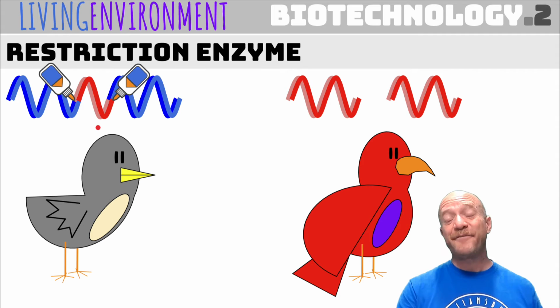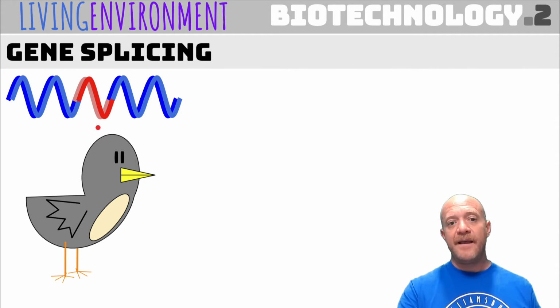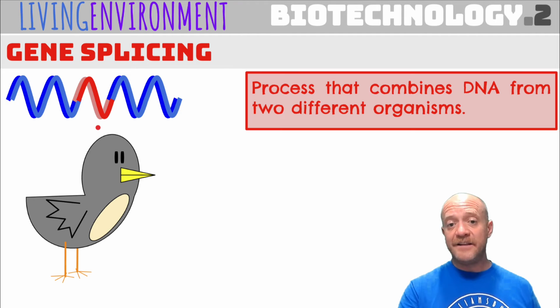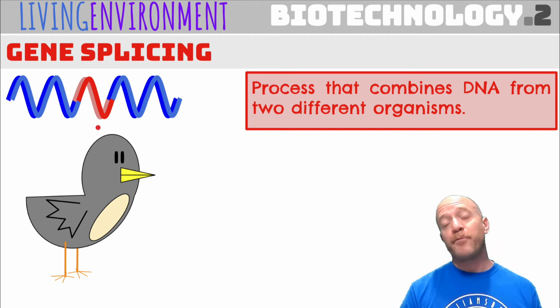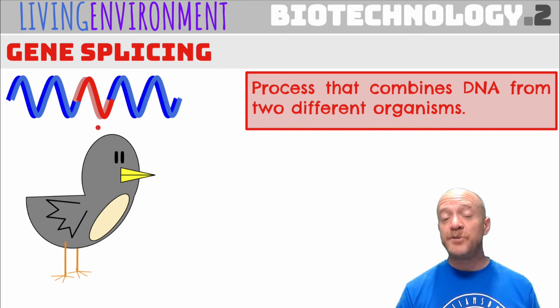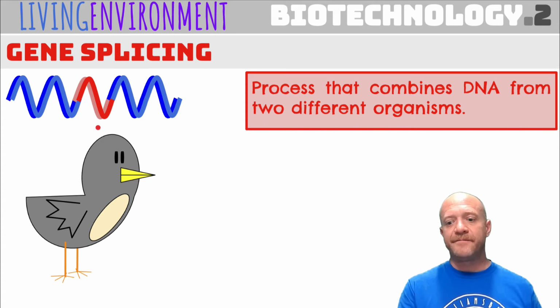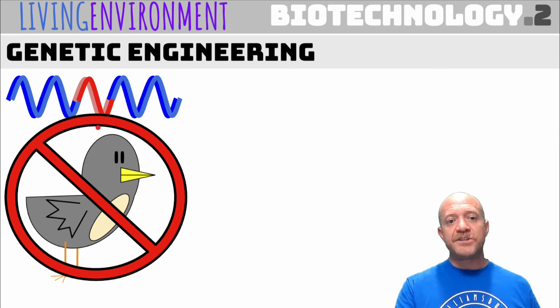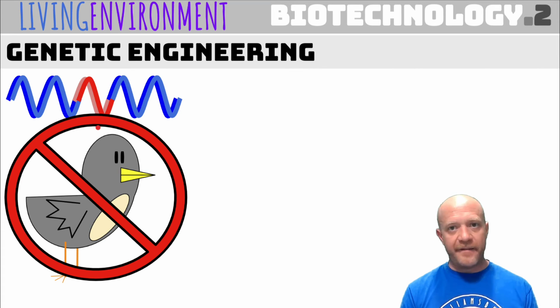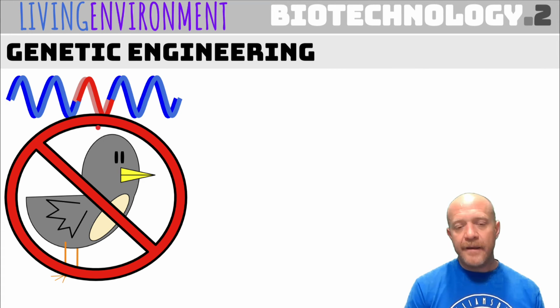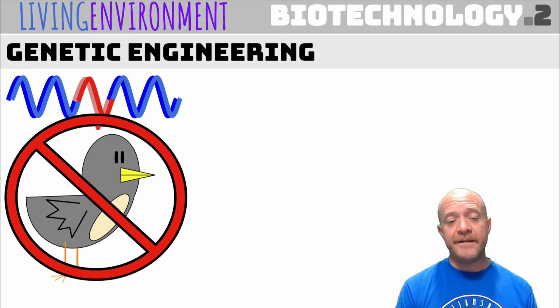We will use different restriction enzymes in order to glue that back into place. Now this is the process of gene splicing. And gene splicing is simply a process that combines DNA from two different organisms. When you splice something, you take it from one place and you put it somewhere else. So adding this DNA is not automatically going to change the bird. It's not going to change the colors of the parent.